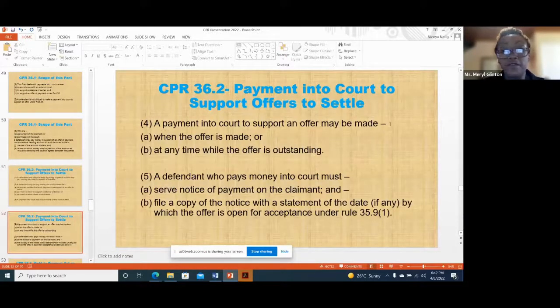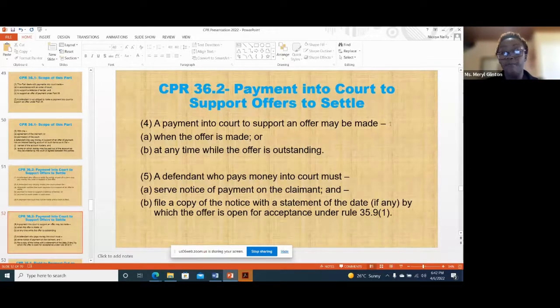The fourth part of 36.2 is also permissive. It provides that money paid into court to support an offer can either be paid in when the offer is made or anytime thereafter if you want to further entice the party you're offering to, as long as the offer is still open for acceptance.